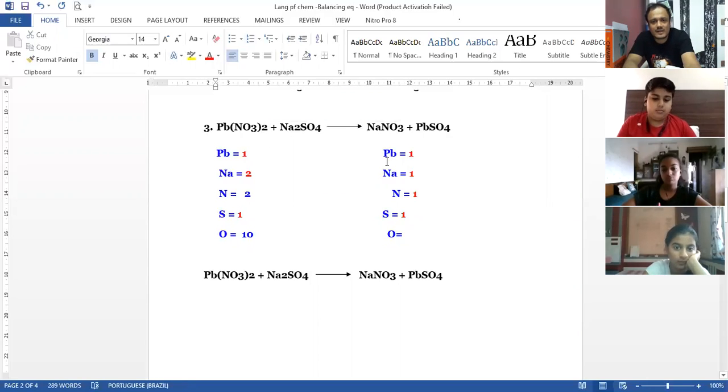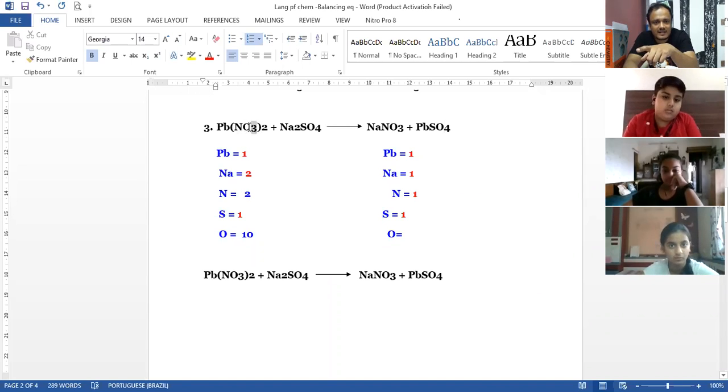Now checking on the right hand side, we have 1 Pb, 1 Na, 1 nitrogen, 1 sulfur and 3 oxygen from this one and 4 oxygen from this one. So that would be 3 plus 4. When you're taking the same element from two different compounds, you will be adding it. When we have the element in one particular compound and we have two numbers like this, basically a bracket, at that time you will be multiplying it.